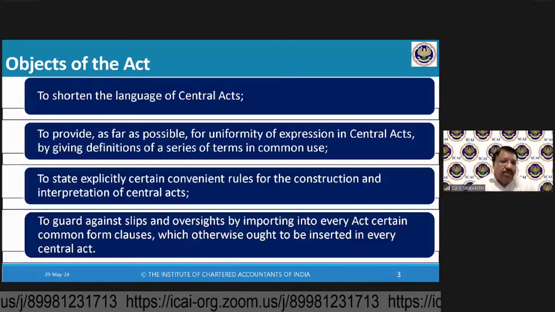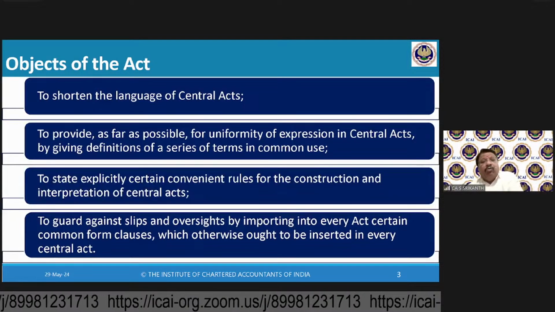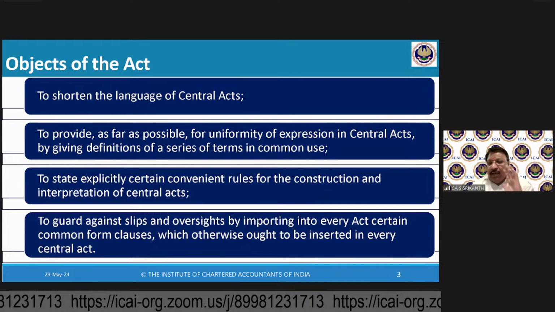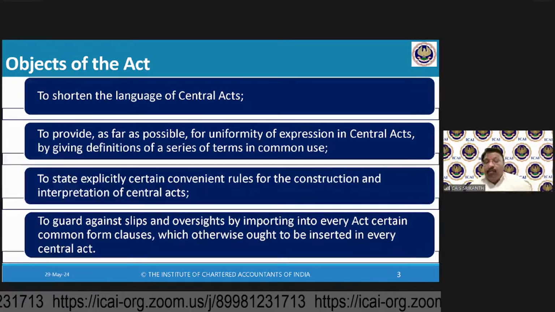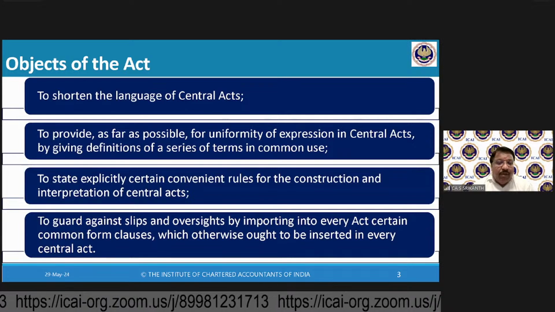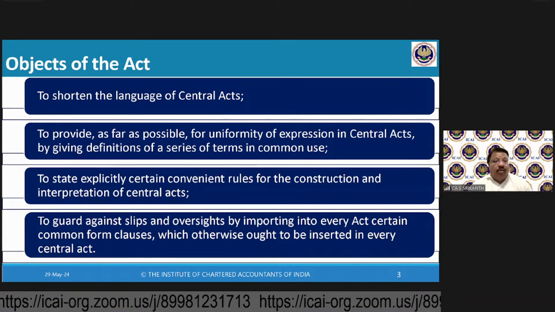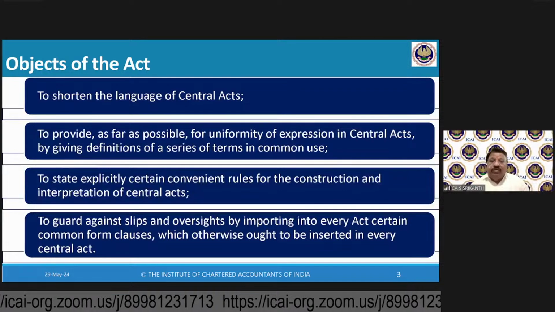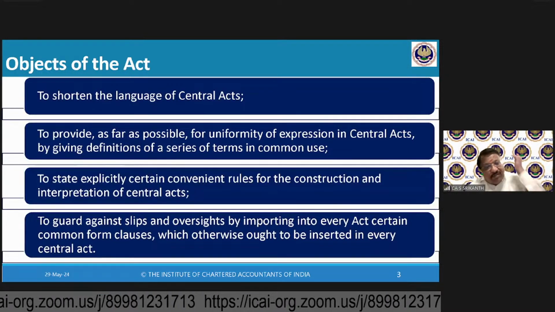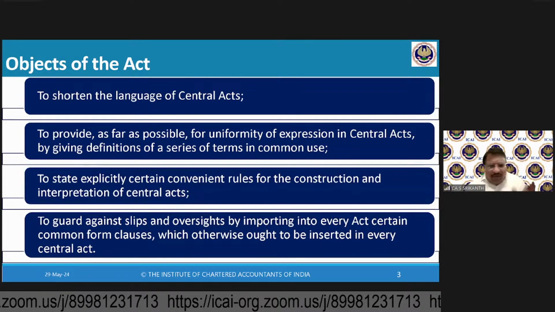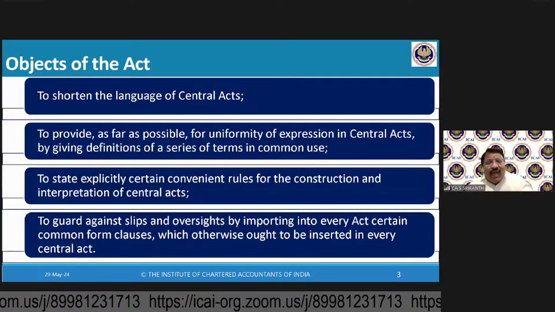So when I keep repeating to you, whenever the word year, Y-E-A-R, not E-A-R, is used, then it will be calendar year. If they want financial year, they will say financial year. If they want assessment year, they will say assessment year, or previous year, whatever. If they say just year, then it is calendar year.